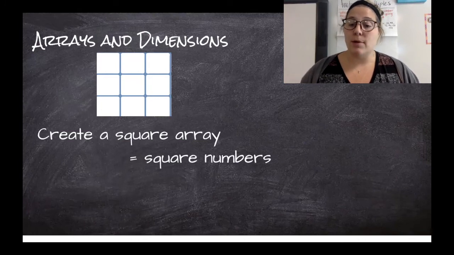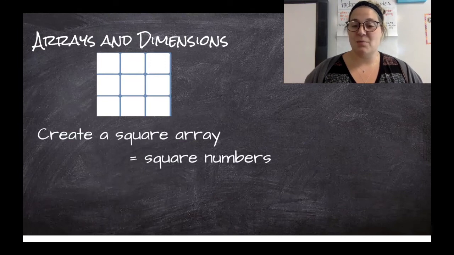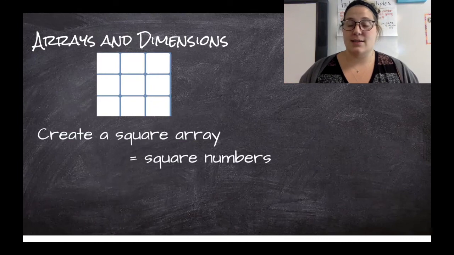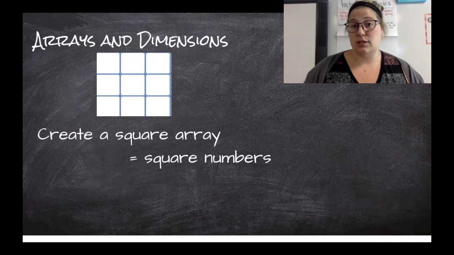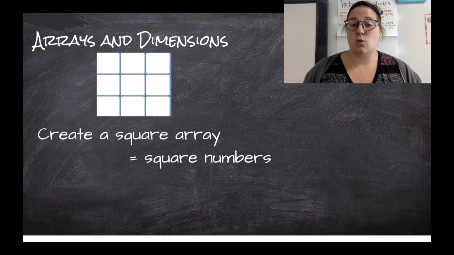So you have prime numbers where it's the number times 1. That's a prime number. It will only have one array that is possible. Composite numbers are all things that can be made up of more than just the 2 factors. And then square numbers are when you can make a square array with those numbers.